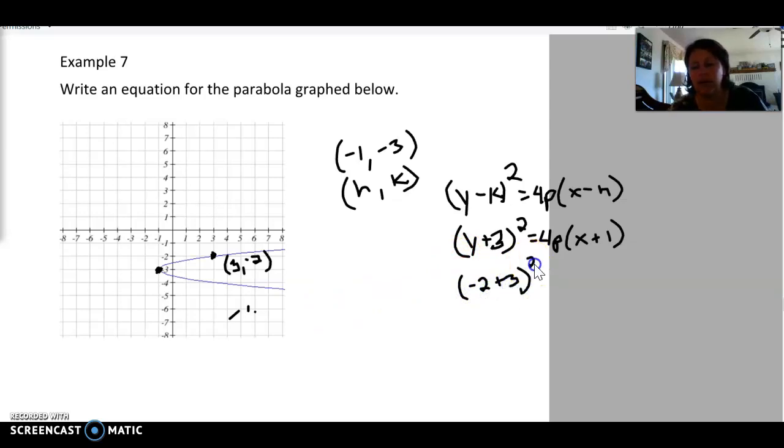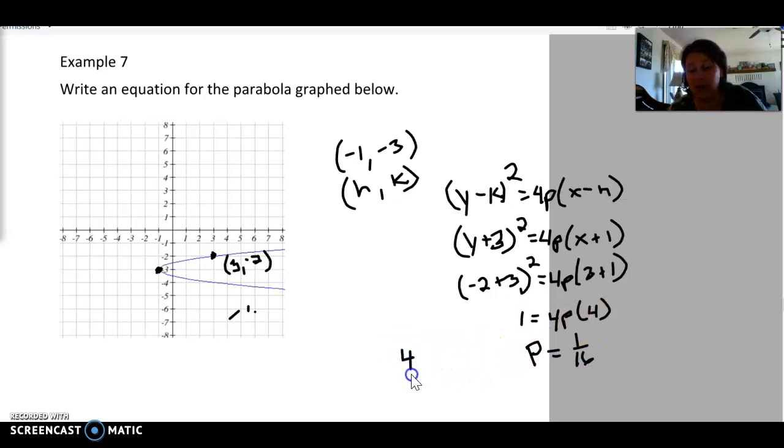And then we have the plus 3 squared equals 4p, and the x is 3. Now let's solve for p. So -2 plus 3 is 1. 1 squared is 1. So we have 1 equals 4p times 4, and therefore p is equal to 1/16. So when we write our equation, it's actually 4p that we want. So 4p is equal to 1/4.